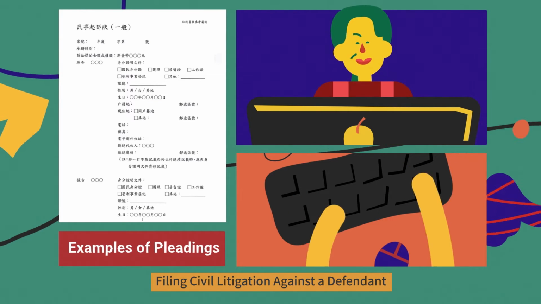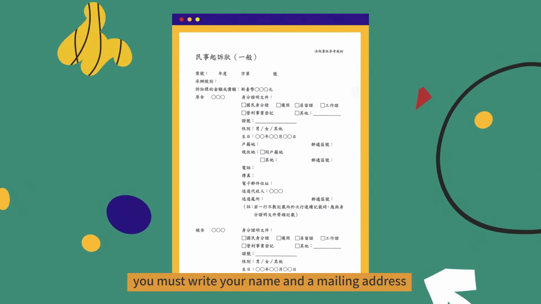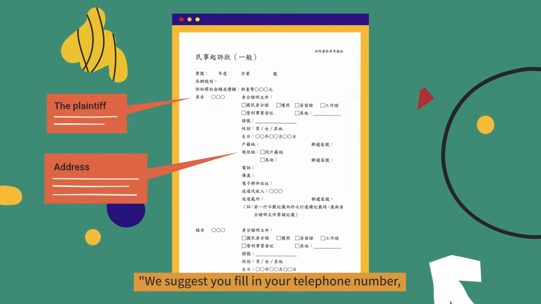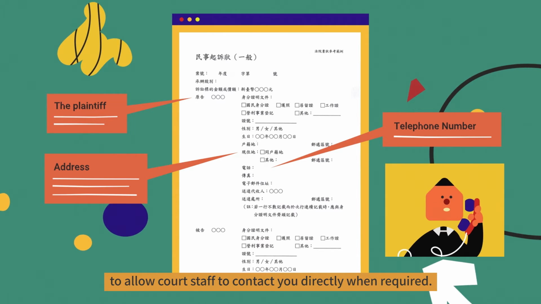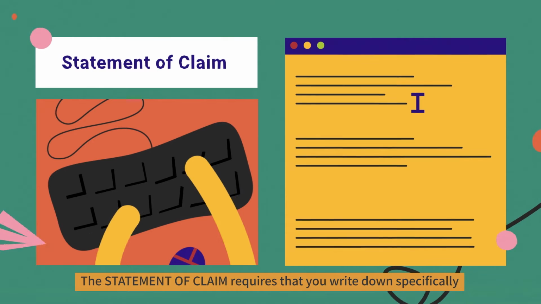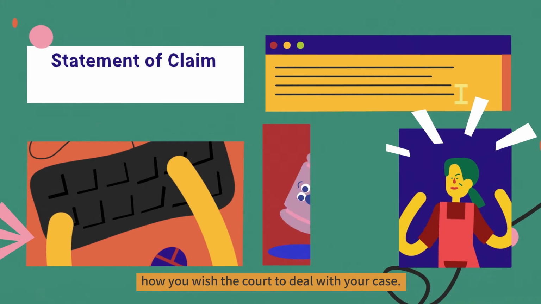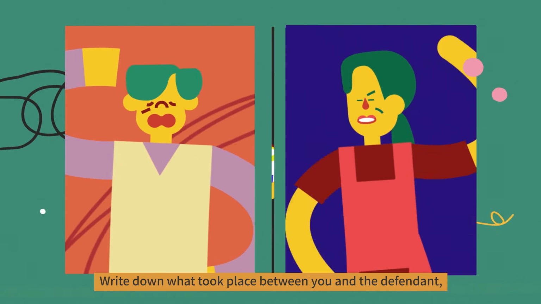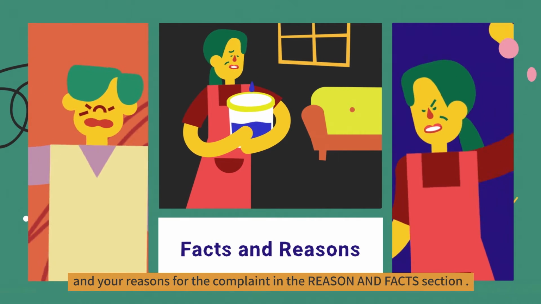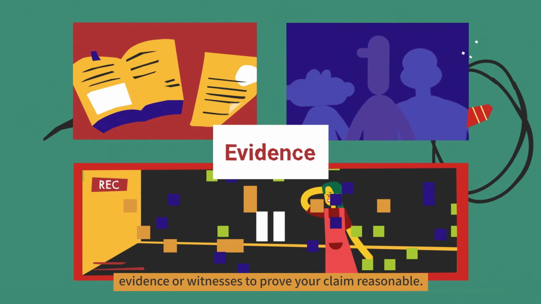Filing civil litigation against a defendant. In the basic information section of the pleading, you must write your name and a mailing address to which the court can send notices. We suggest you fill in your telephone number to allow court staff to contact you directly when required. The statement of claim requires that you write down specifically how you wish the court to deal with your case. Write down what took place between you and the defendant and your reasons for the complaint in the Reason and Facts section. In the Evidence section, provide any documents or evidence to prove your claim reasonable.